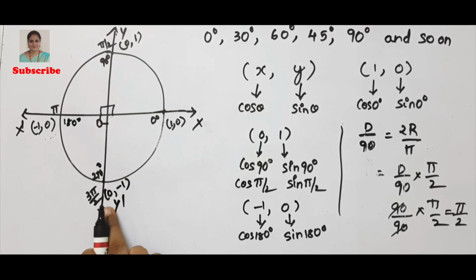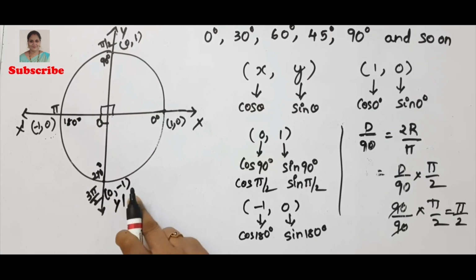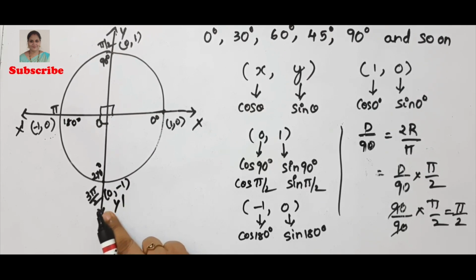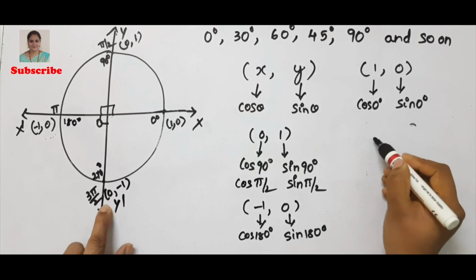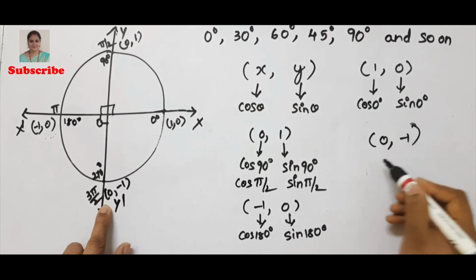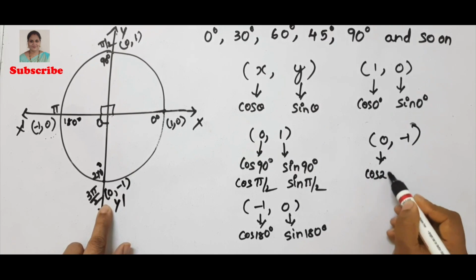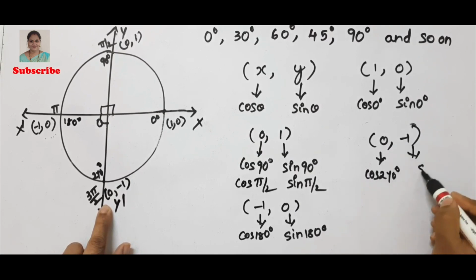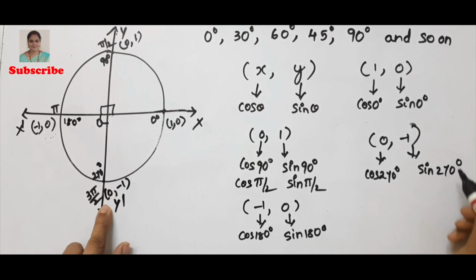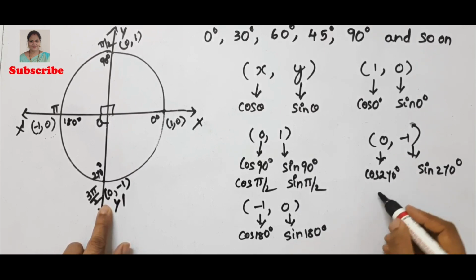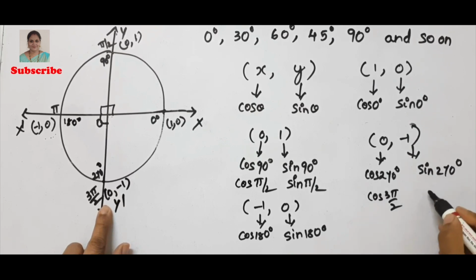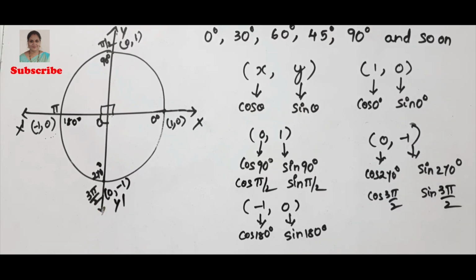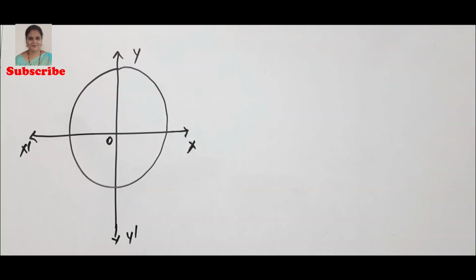So here the value of sin 270 degrees is -1, cos 270 degrees is 0. That is, if we write here the ordered pair 0, -1, this is the value of cos 270 degrees. This is the value of sin 270 degrees. If you convert these into radians, this we can write as cos 3 pi by 2 value, and this is the sin 3 pi by 2 value.